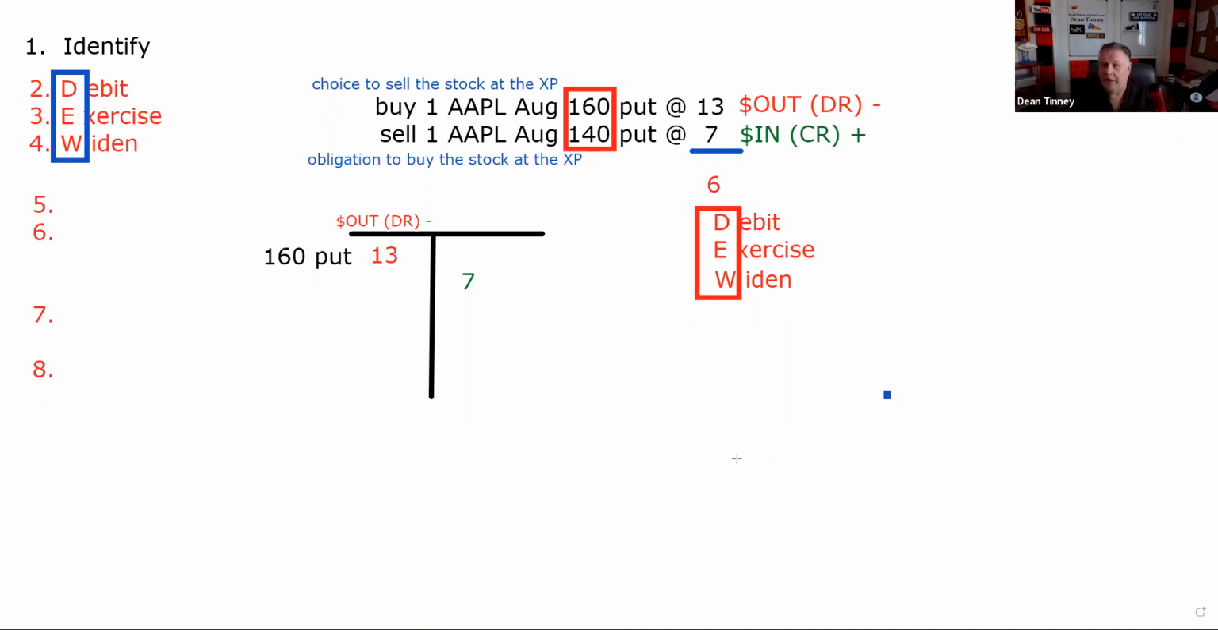And this is kind of good here because I've lowered my out-of-pocket costs from 13 to 6. So now I only lose 6. I'm still a loser, but losing 6 is better than losing 13. So in a debit spread, the maximum loss is your debit. What you spend. Let's put that over here.